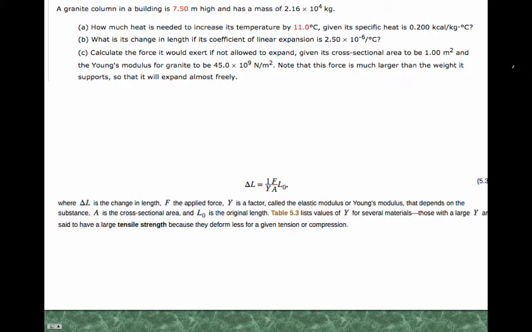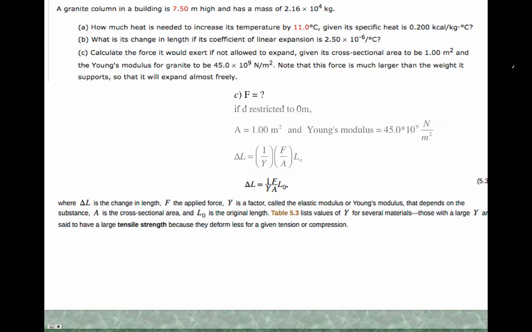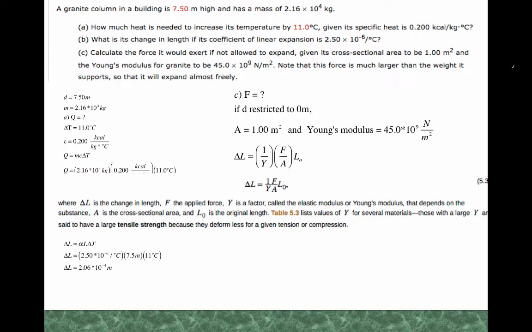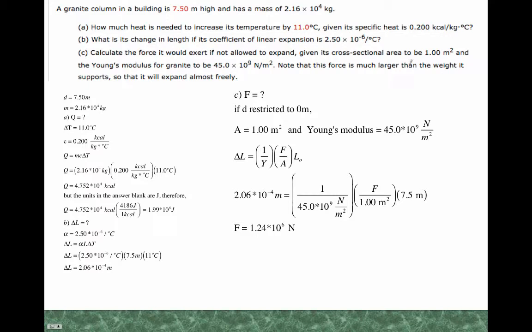A is the cross-sectional area, which you've got. And L naught is the original length. So we're looking pretty good. So let's get rid of all this other stuff. We're hunting for the force if the distance was restricted to 0 meters, if it was not allowed to change its length, like we figured out in part B.